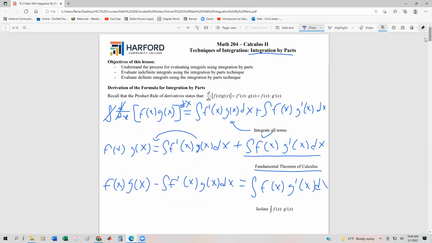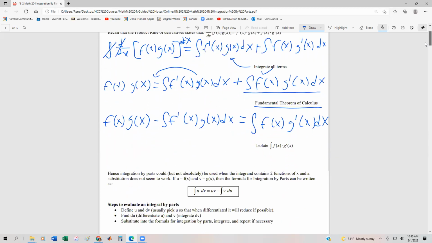Now, what we can do to abbreviate this formula is let u be equal to f. So where you see f, that's going to be equal to u. And that means that du is going to be equal to f prime dx. Everything's in terms of x, so it's a derivative with respect to x. Let's let v be equal to g. And that means that dv is going to be g prime dx.